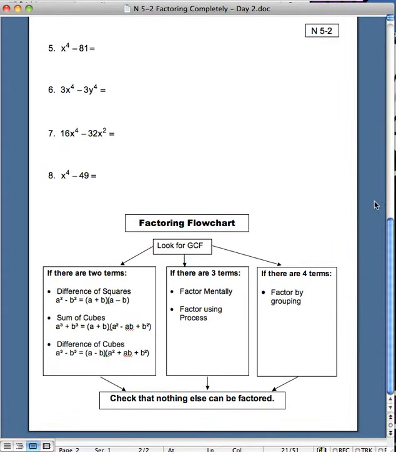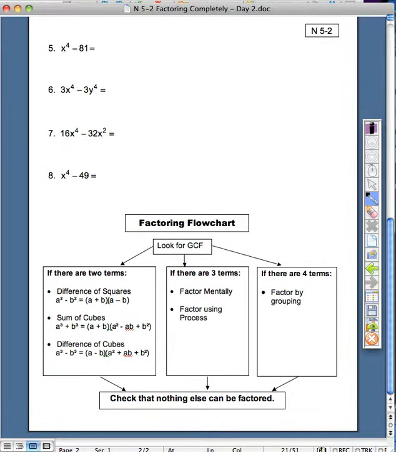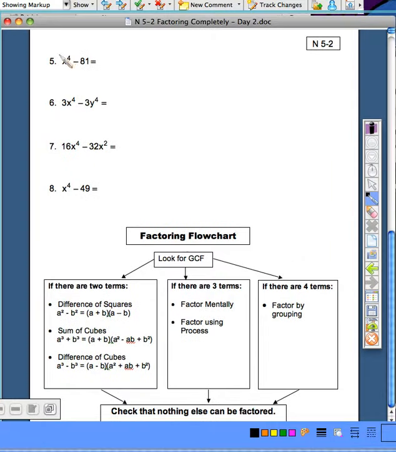Okay. This part we're going to look at, let's review. If you notice this, no greatest common factor, but it is a difference of squares. We can take the square root of each term. So that would be x squared minus 9 times x squared plus 9. And then we can factor this again. X squared minus 9 is x minus 3 times x plus 3. And we still have the x squared plus 9. And that's our answer on that one.